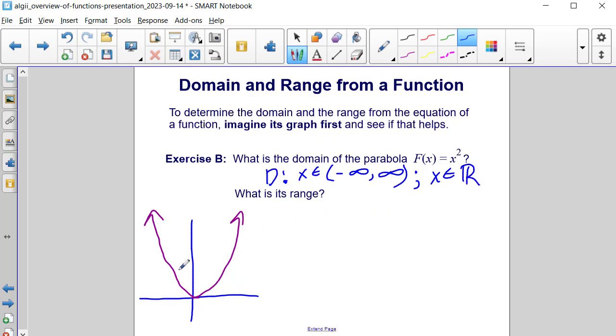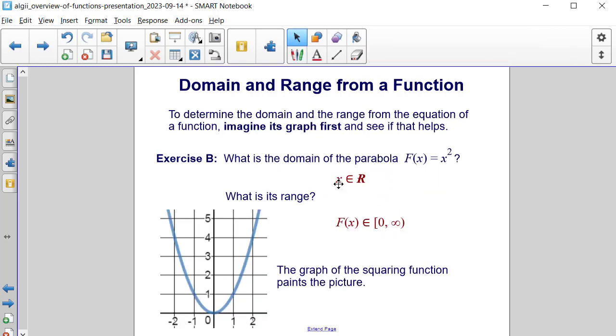And now what is the range? Well, the range does have a restriction. It goes down and approaches the origin. It does have the ordered pair 0, 0, and then it goes up. So the range, and we have it written as capital F of x, is contained in the set of real numbers from 0, including 0, to infinity.